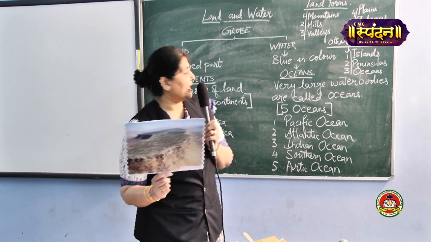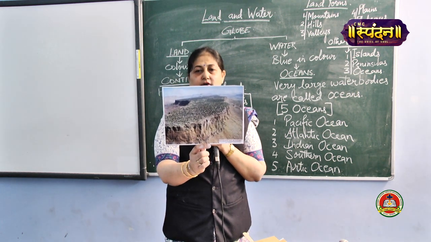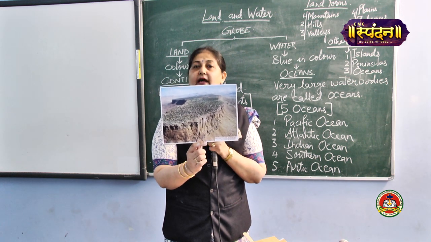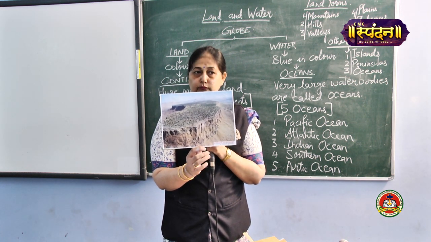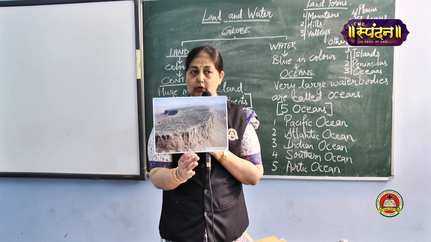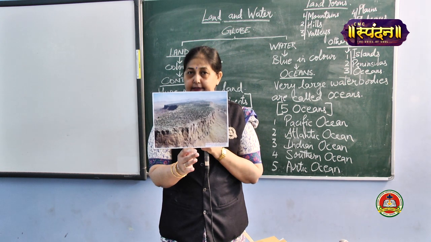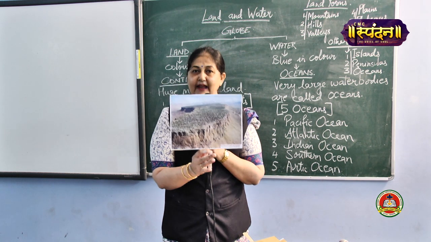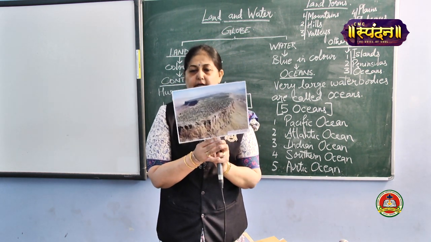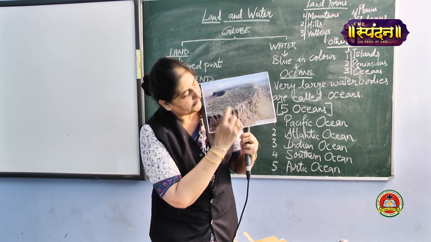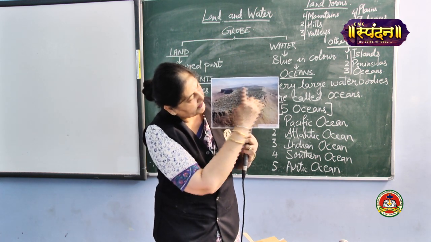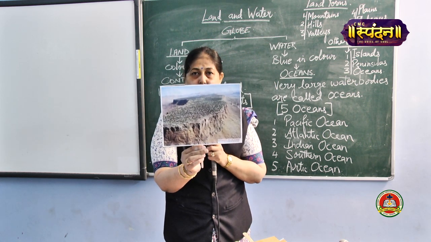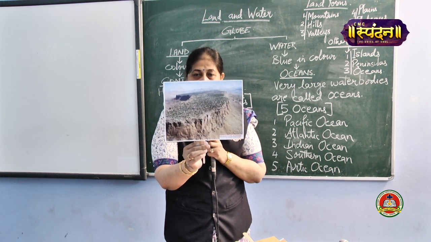Then children, you have plateaus. Plateaus are raised areas of land with a flat top. They are above the normal ground level. They are higher but they are not like mountains. They do not have peaks. On top they are flat and they have a table top. They are also called table land. Can you see, children? They are flat. Here it's flat and here it's risen. Yeah? Is it clear? These are called plateaus.